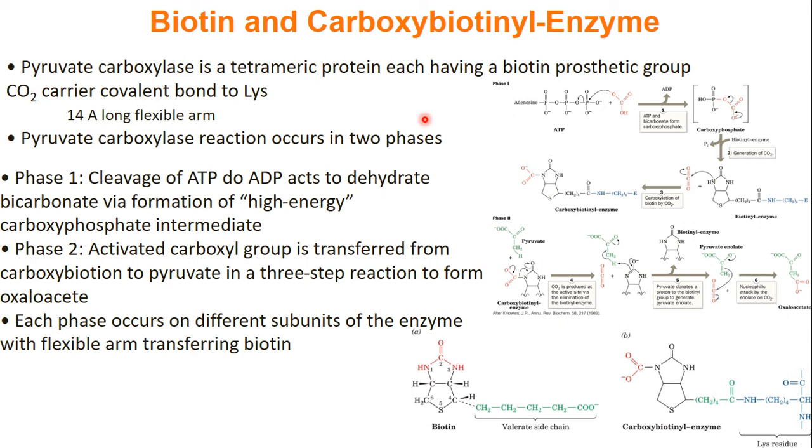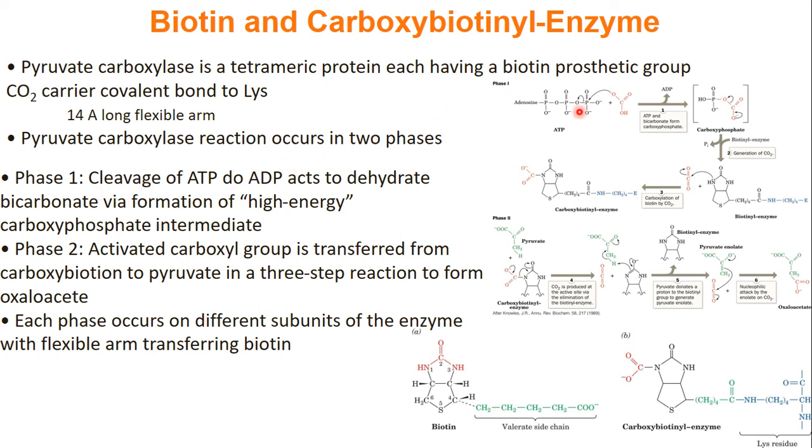So pyruvate carboxylase is a tetrameric protein, and it has a biotin prosthetic group. It's tetrameric, so you have 4 subunits. Each of the subunits has a biotin attached to it. And biotin is going to be your carrier of carbon dioxide. And this biotin is bound to lysine on your enzyme. And this means that biotin is flexible. Lysine's long, and so you have this 14 angstrom flexible arm that's going to be swinging back and forth during this mechanism. And so there are 2 phases for this.